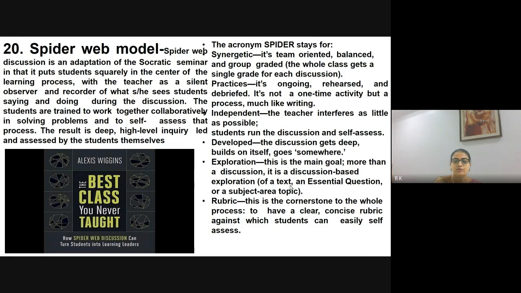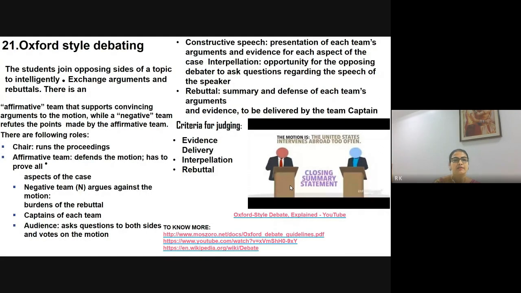Okay, this is a book which I have presented here. The 21st style, or the 21st approach, or technique for best practice, can be adopted by teachers in higher education institutions. They can accommodate one method called Oxford style debating. What is this Oxford style debating?